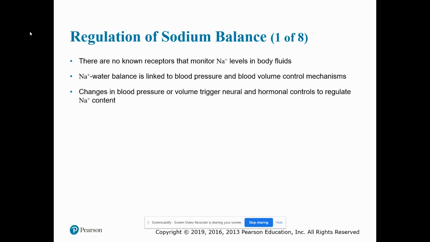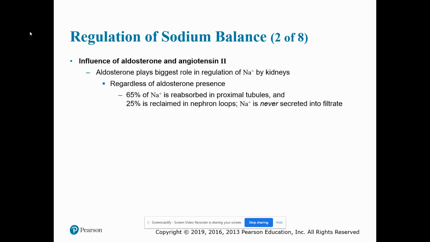Sodium-water balance is linked to blood pressure and blood volume control mechanisms, and changes in blood pressure or volume will trigger neural and hormonal controls to regulate sodium content. So we start off by talking about the influence of aldosterone and angiotensin II. Aldosterone plays the biggest role in the regulation of sodium by kidneys. Regardless of aldosterone presence, 65% of sodium is going to be reabsorbed in the proximal convoluted tubules, and 25% is reclaimed in the nephron loops. Sodium is never secreted into the filtrate.